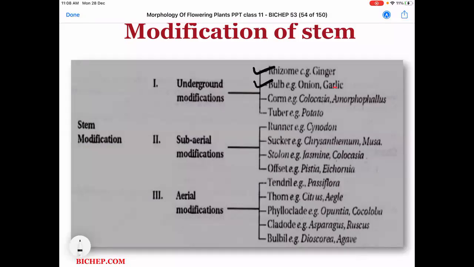Fine. In underground modification, there are four basic types: rhizome, bulb, corm, and tuber. We have to go through each and every diagram, right? Ginger is a rhizome modification, garlic and onion are bulbs, amorphophallus is a corm, and potato is a tuber.